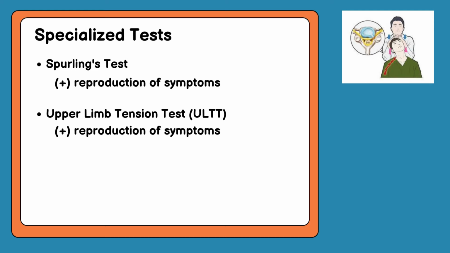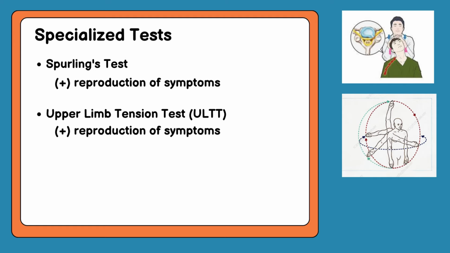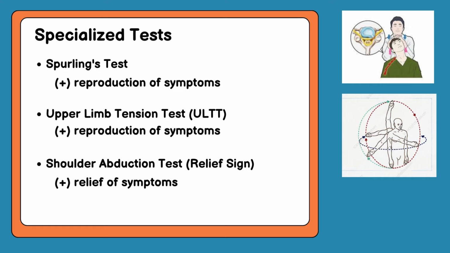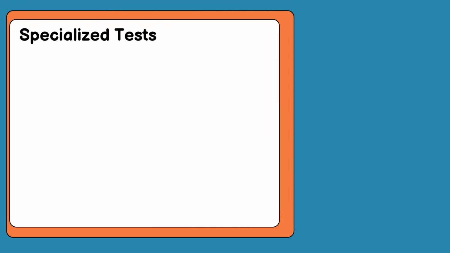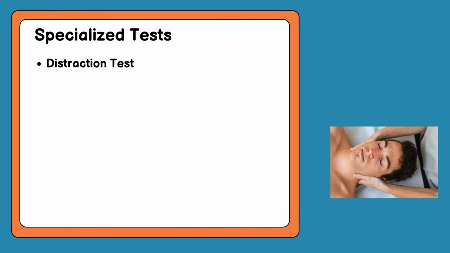A series of sequential movements are performed on the affected upper limb, including shoulder abduction, elbow extension, forearm supination, wrist and finger extension, and cervical lateral flexion and extension. Shoulder abduction test or relief sign helps in differentiation between cervical radiculopathy and shoulder pathology. Relief of radicular symptoms gives a positive sign when patient abducts his arm to 90 degrees. Distraction test, when performed, provides relief of symptoms associated with cervical nerve root compression.